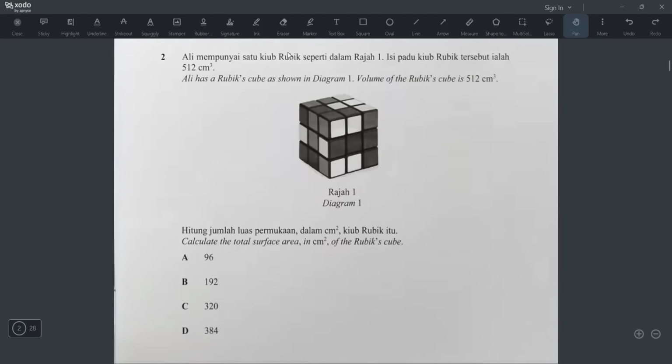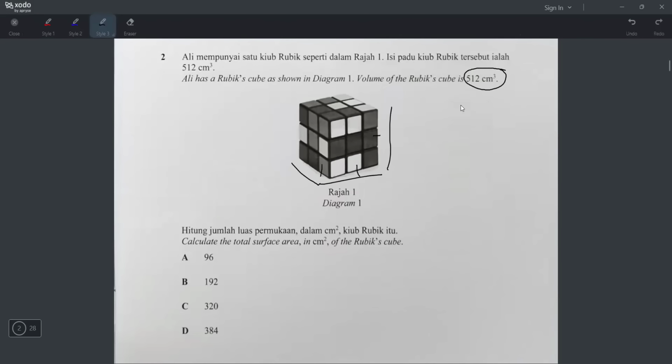Let's continue. All right, Ali has a Rubik's Cube as shown in the diagram 1. So this is a Rubik's Cube. Volume of Rubik's Cube is 512 cm cube. Okay, let's talk about cube. Cube, its sides must all be the same length, right? So we don't have the length of side here, but we know the volume is 512. So we know this one times this one times this one will give you 512 cm cube.